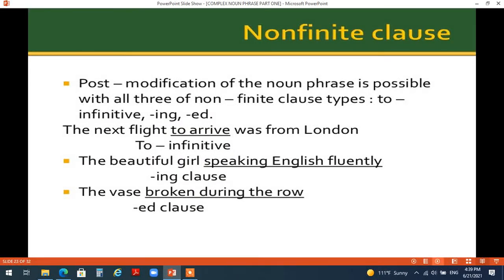Now, post-modification by using non-finite clauses is possible in English with all three of the non-finite clause types اللي هي infinitive, ing or ed. The next flight to arrive was from London. Here we have post-modification by using the to infinitive. The beautiful girl speaking English fluently. Here we have post-modification by using the ing clause. The vase broken during the row. Here we have post-modification by using the past participle or the ed clause.